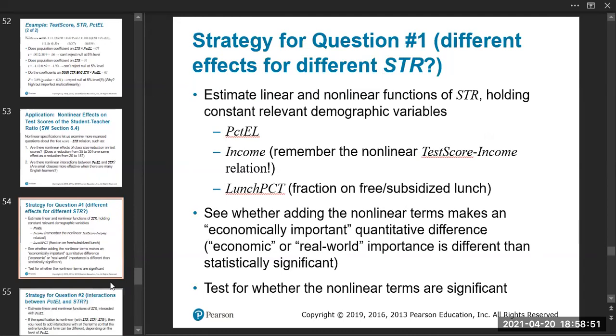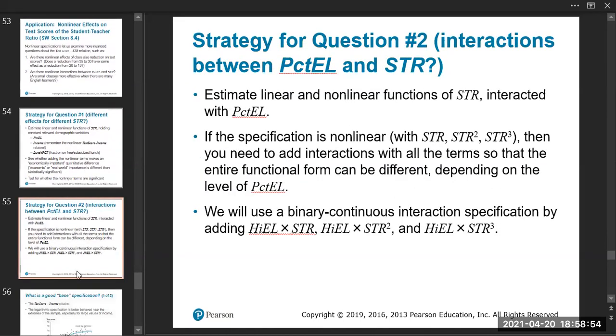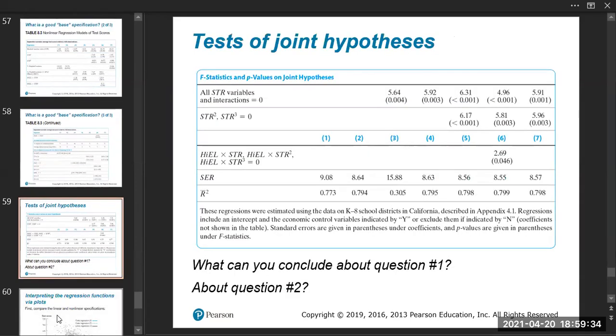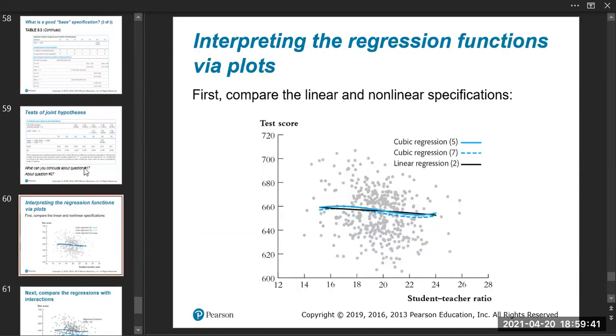So we already answered all of these questions, but this example also explores a lot of other situations. You can have STR squared, STR to the power of 3. You can have percentage of English learner as a continuous variable or binary variable. Then you can have a binary variable interacting with STR as continuous. You can even have a binary variable times a quadratic term as an interaction. And there are all of these F tests that you can look at to get an idea about how we chose between models.